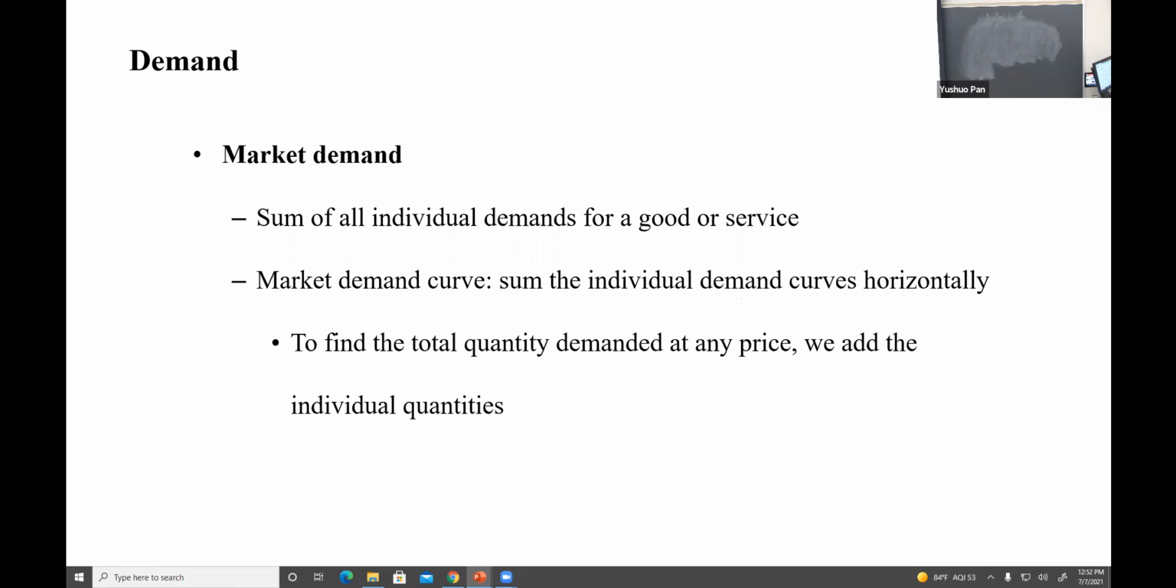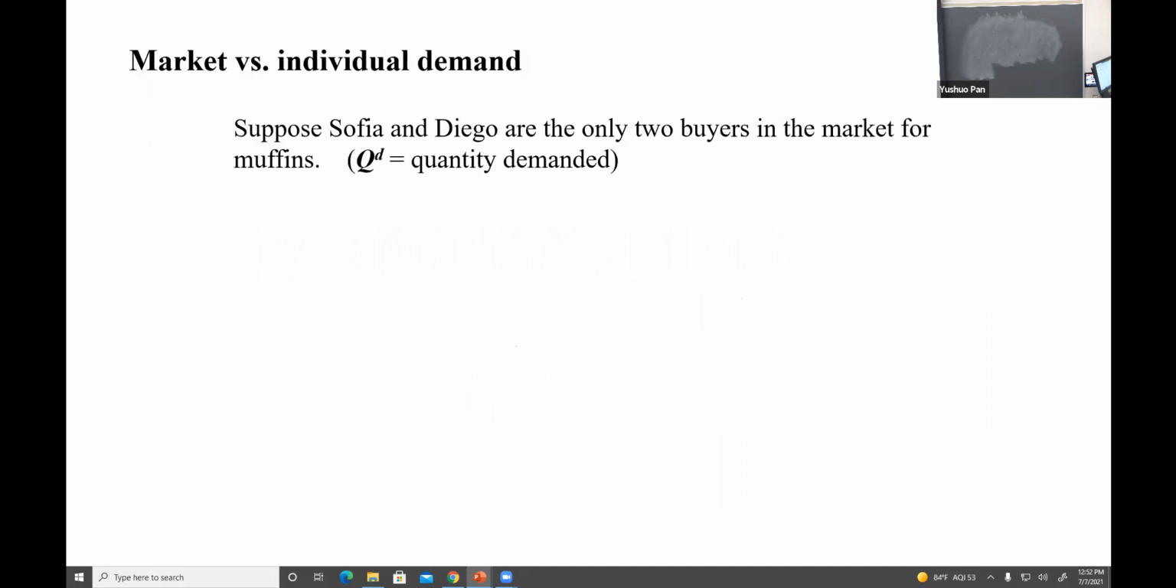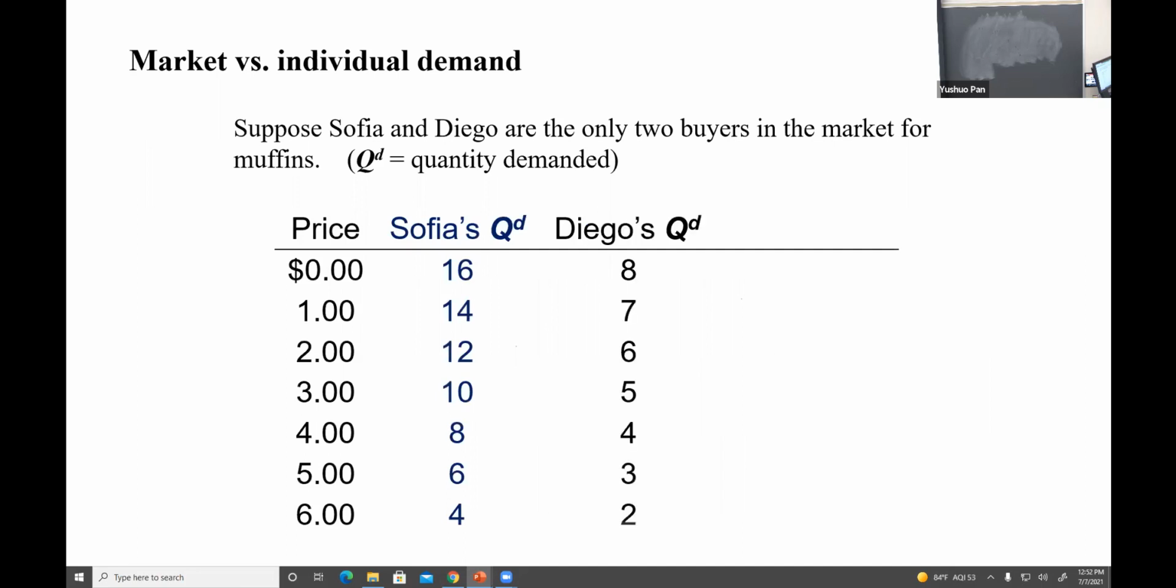So how do we get the market demand? Suppose Sophia and Diego are the only two buyers in the market for muffins. Sophia's quantity demanded and Diego's quantity demanded. How do we get the market demand? First, we keep the price fixed, like when the price equals 0. What would the market demand be? We add 16 and 8 together, right? That's the definition of horizontal. You keep the price fixed and then add the quantities together. That's the market demand.